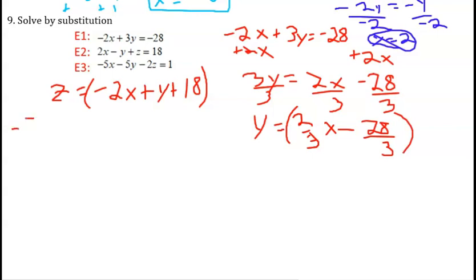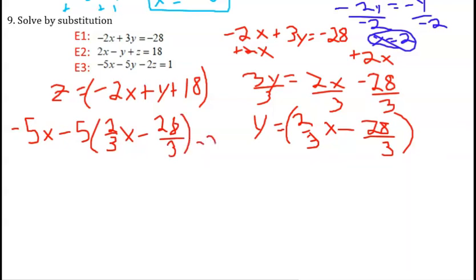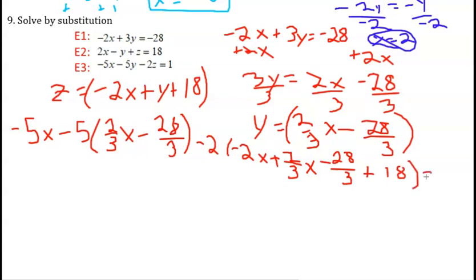So we have negative 5x minus 5 parentheses 2/3 x minus 28/3 minus 2 parentheses 2x plus 2/3 x minus 28 all over 3 plus 18 close parentheses, equals 1.